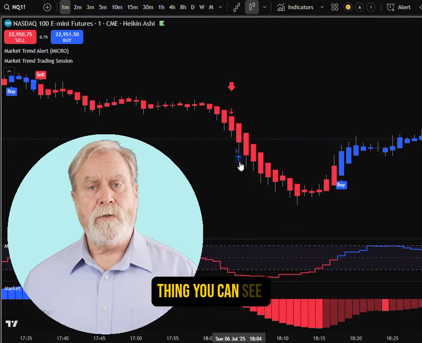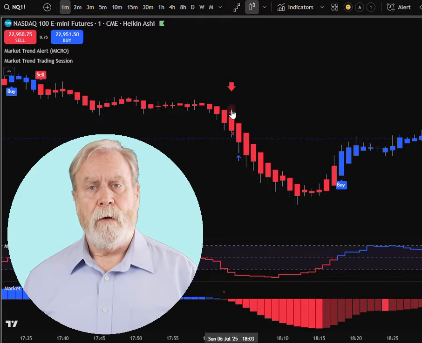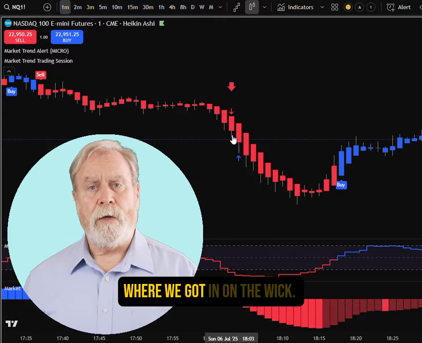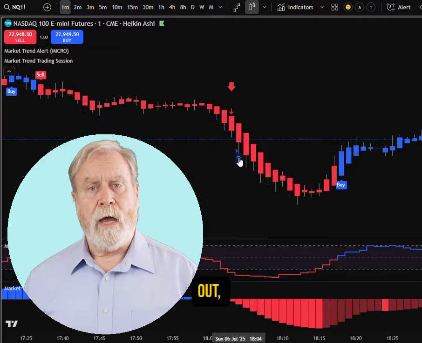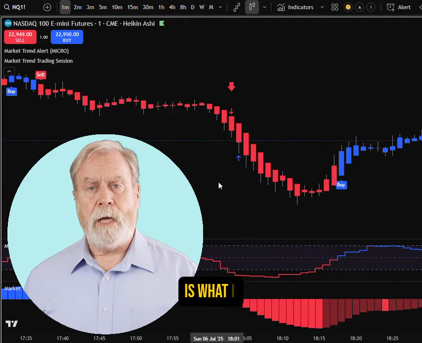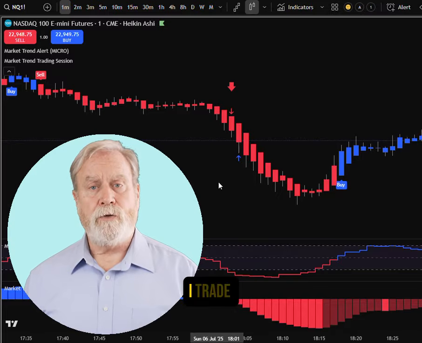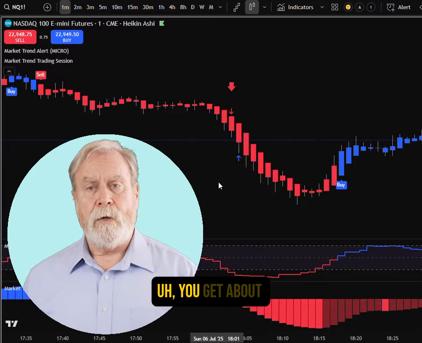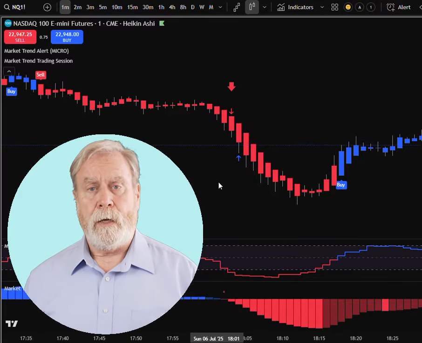One thing you can see here is where I got in. When I scroll over this arrow, you see the arrow where we got in on the wick. And when I scroll over this arrow, you can see where we got out. Exactly 40 ticks. That is what I use for my take profit, and I trade 2 contracts each time. Usually you get about $390 to $400 for that trade.